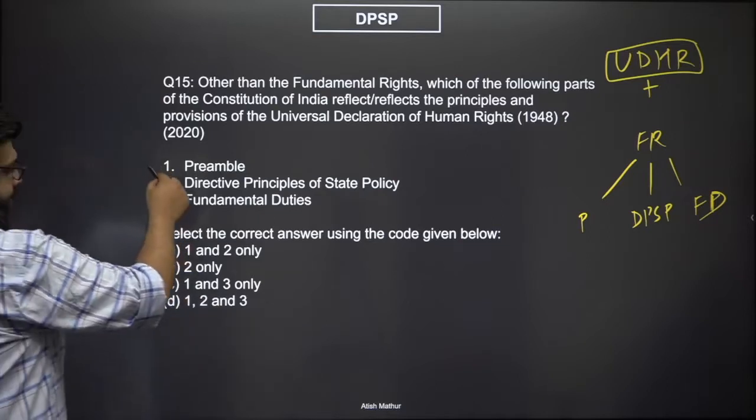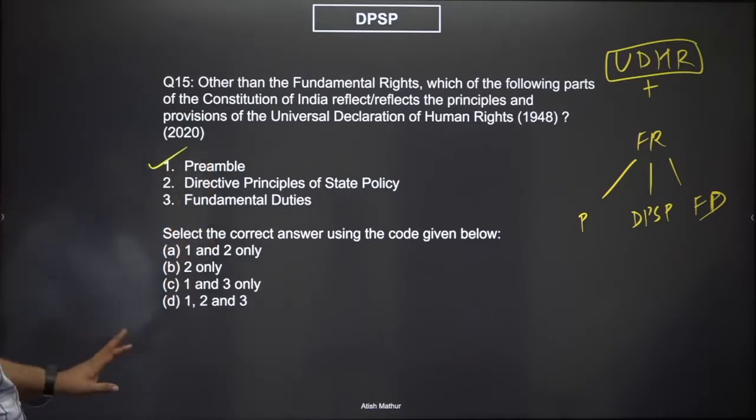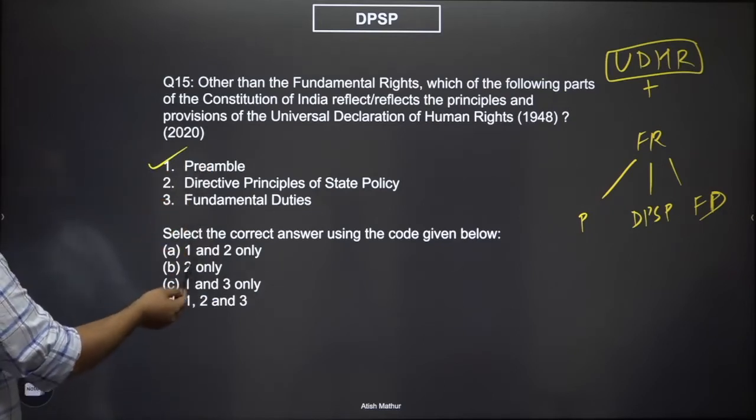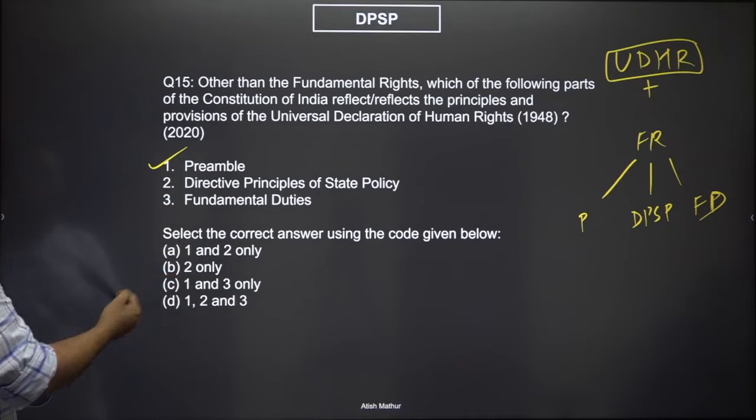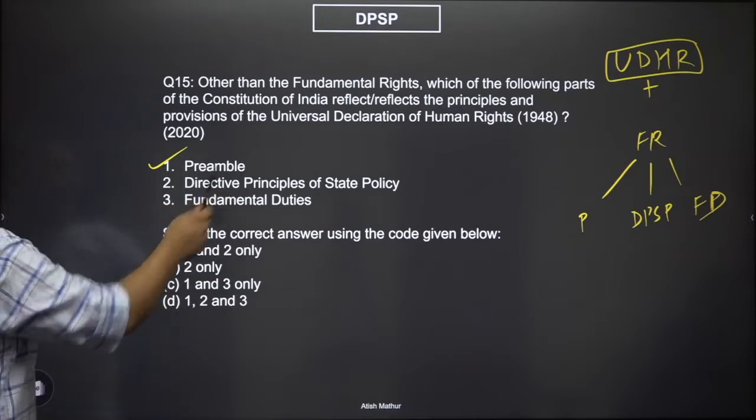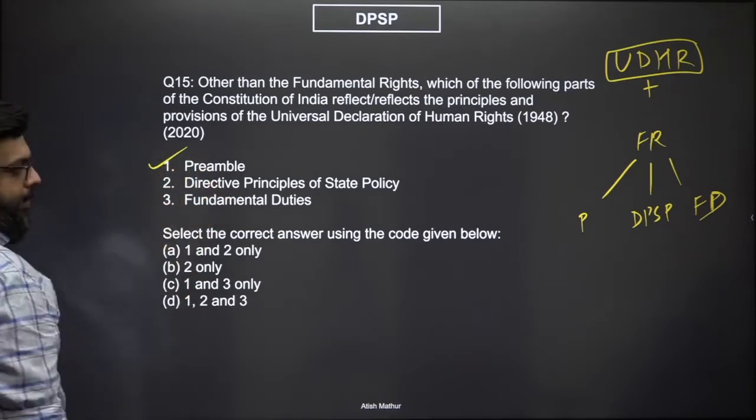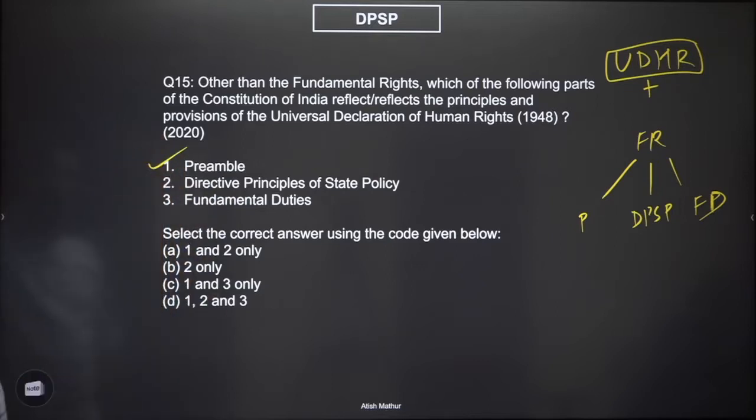So definitely the preamble is there, right? Definitely the preamble is there. Because you see, preamble was mentioned in all the four options except B. So we tried to eliminate the preamble. Preamble cannot be eliminated. It is definitely one of the options.